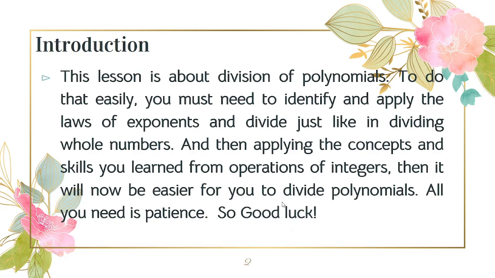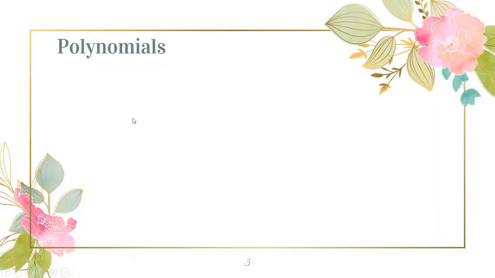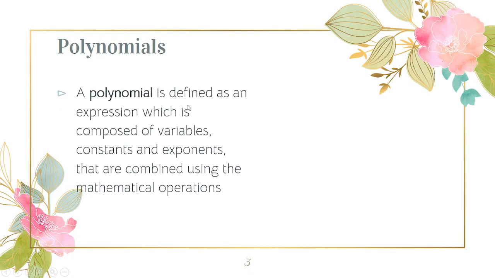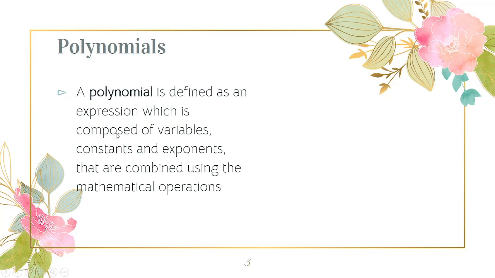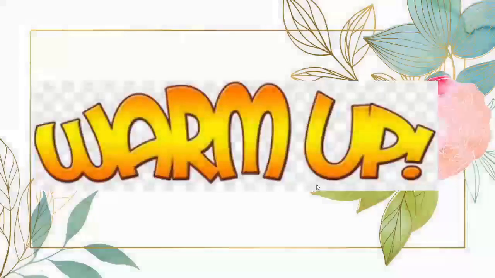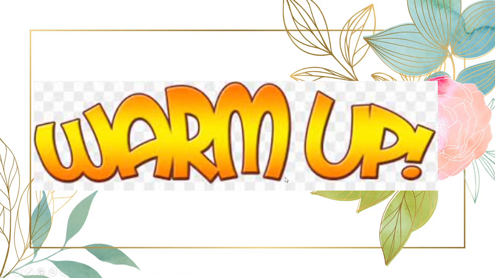So good luck. So when we say polynomials, this is defined as an expression which is composed of variables, constants, and exponents that are combined using the mathematical operations. So for example, we have 2, a constant, x, a variable, combination of a variable and constant, then with operations.